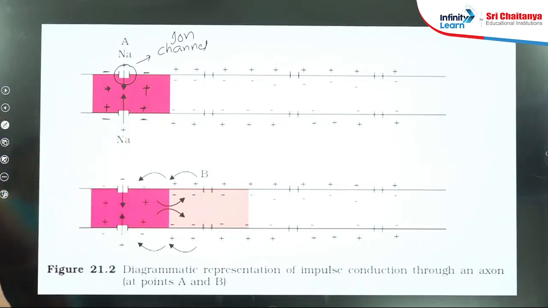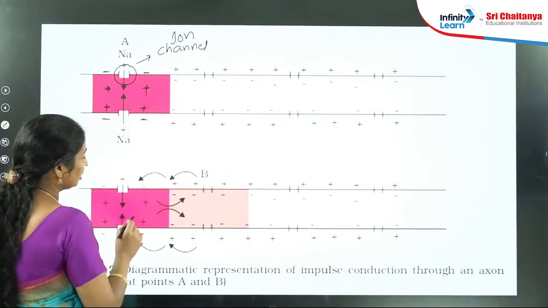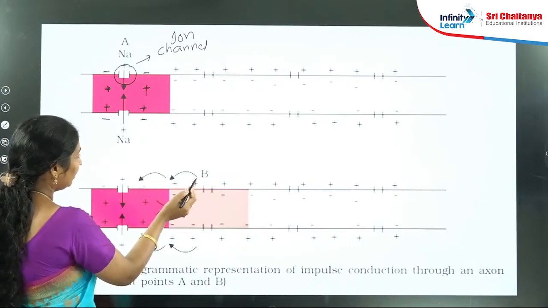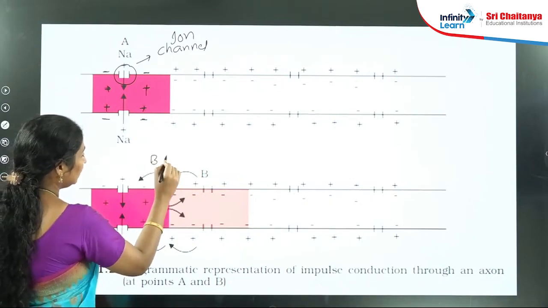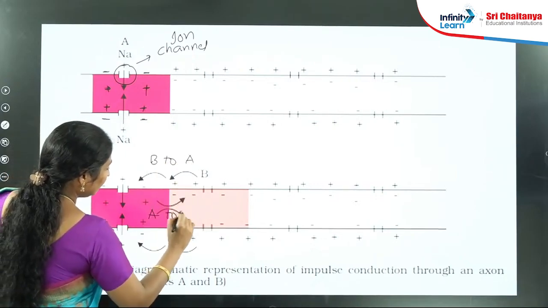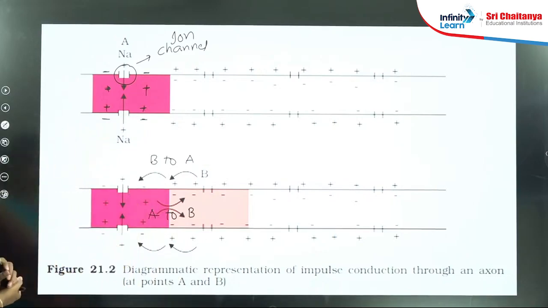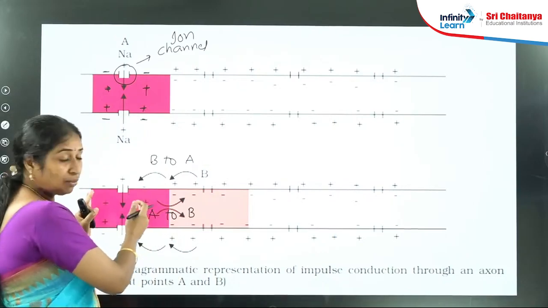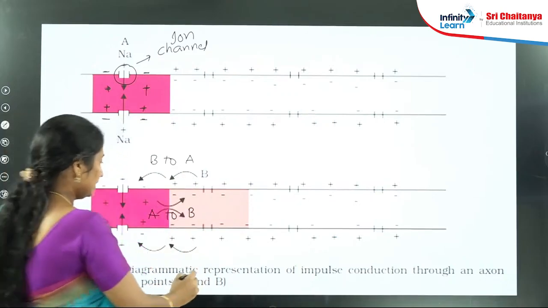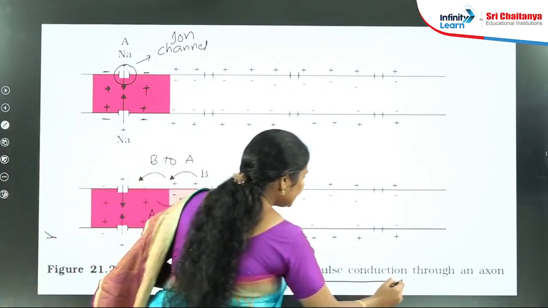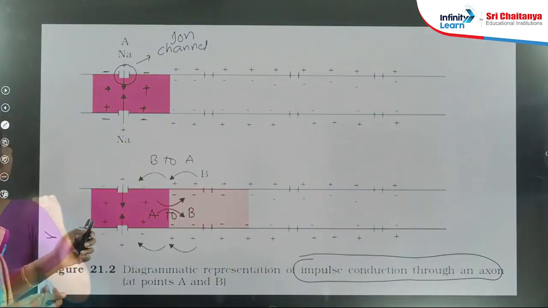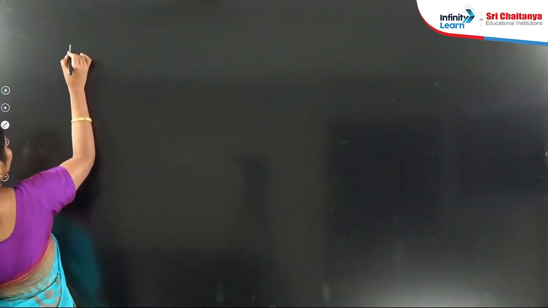Next, after that there will be development of an electric circuit. How is the circuit passing here? There is a movement of electricity from B to A outside, and inside it will be A to B. As a result, the action potential is transmitting to the next site, called B site. So it is a representation of impulse conduction through the axon.